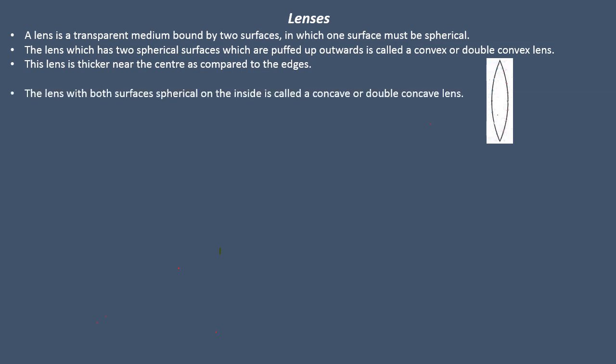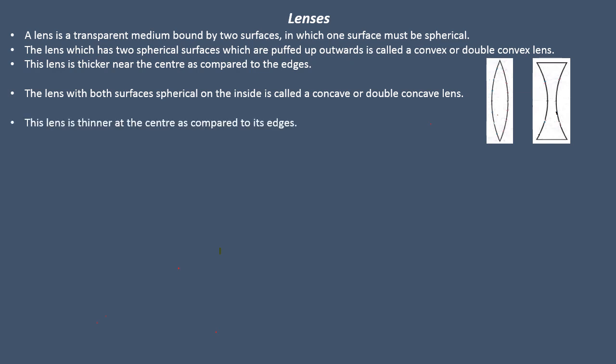The next lens we have is the lens with both surfaces spherical on the inside. It's called a concave or double concave lens. So the spherical parts are going to be inside. You can see here, this is inwards and this is also inwards. The spherical parts are inside, then it is called a concave lens. Again you can see here at the center the concave lens is thin instead of thick.